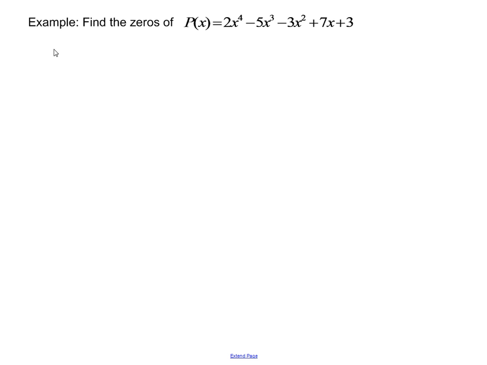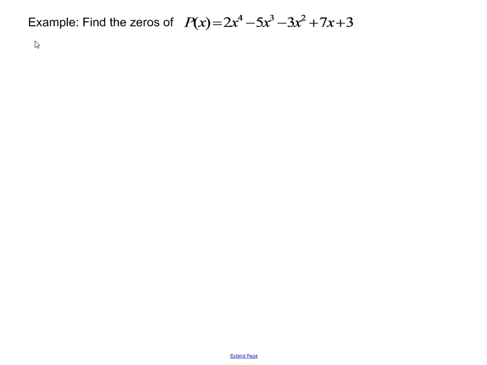Okay, one more example. This time I'm just going to run straight through the drill here of using our rules from the last example. In order to find the zeros of this polynomial, p of x equals 2x to the fourth minus 5x cubed plus 3x squared plus 7x plus 3.